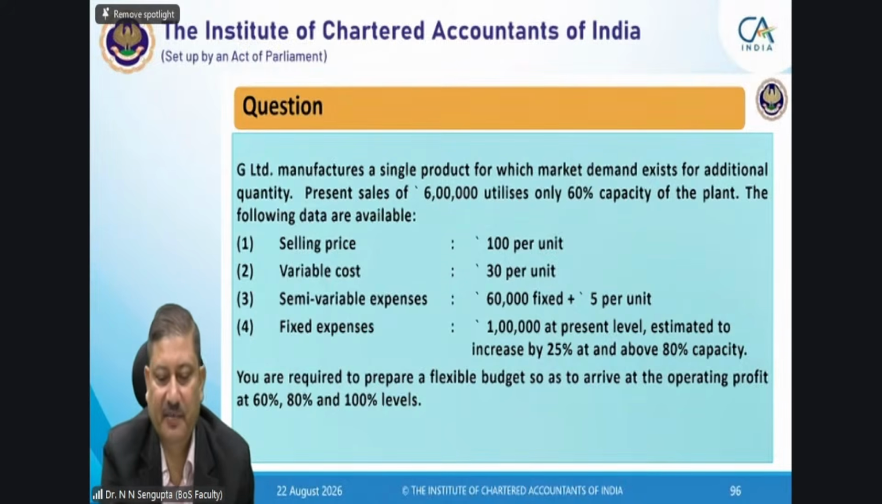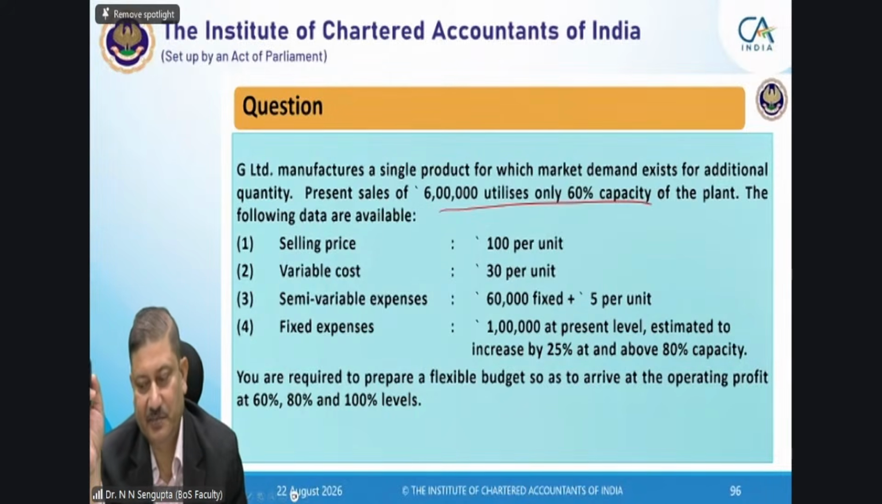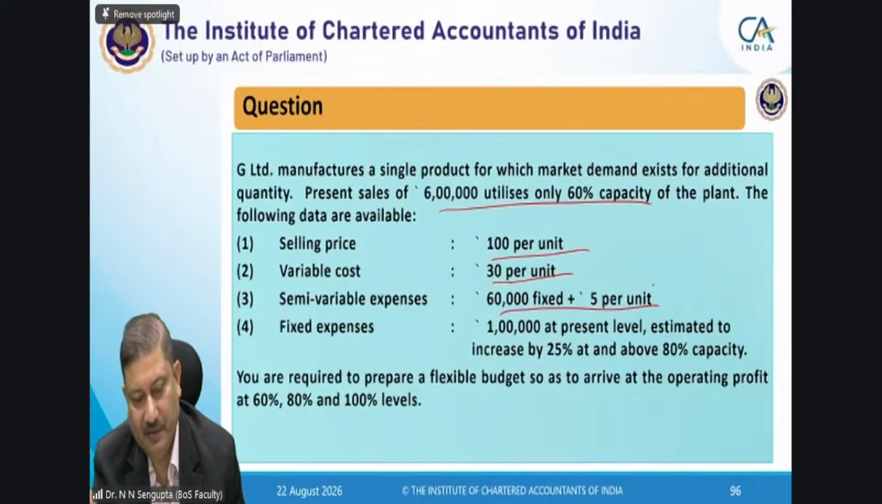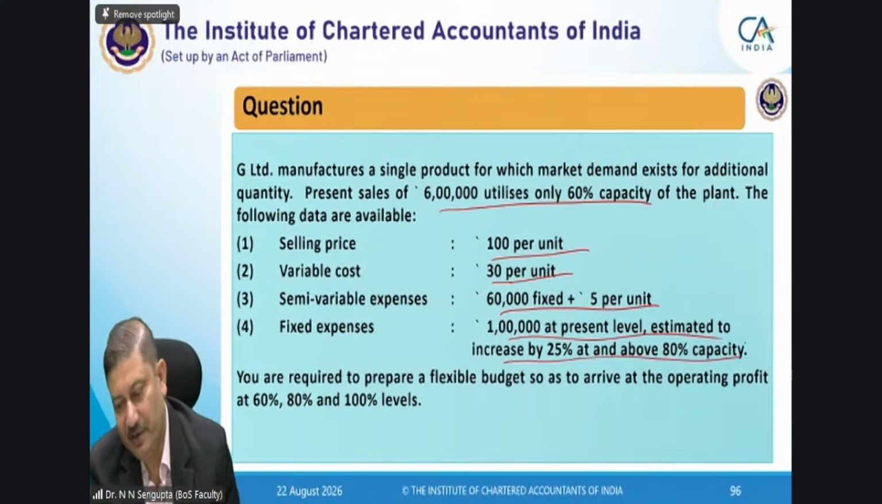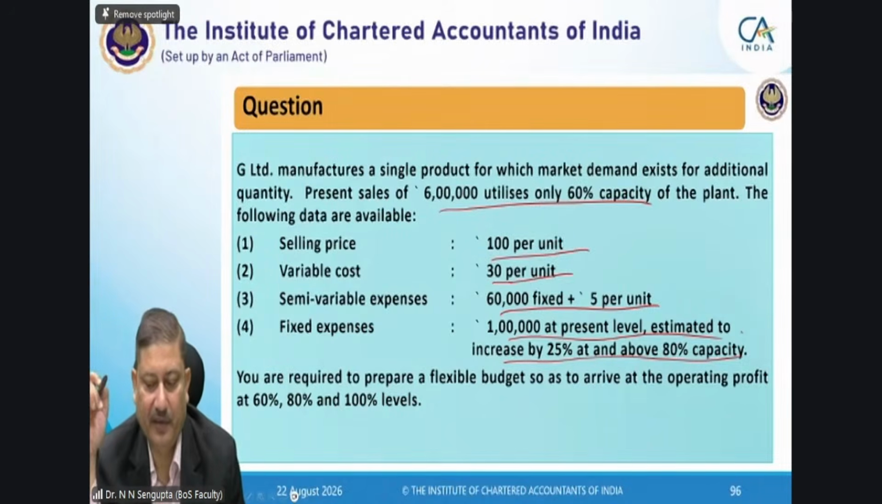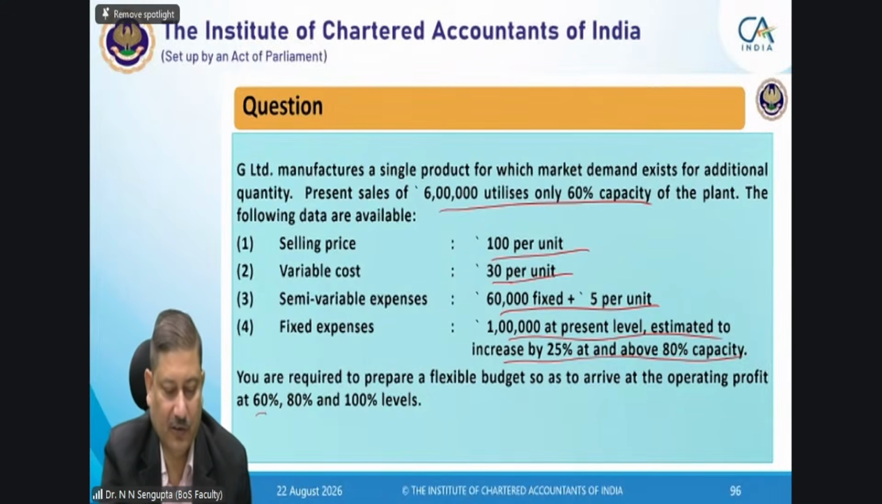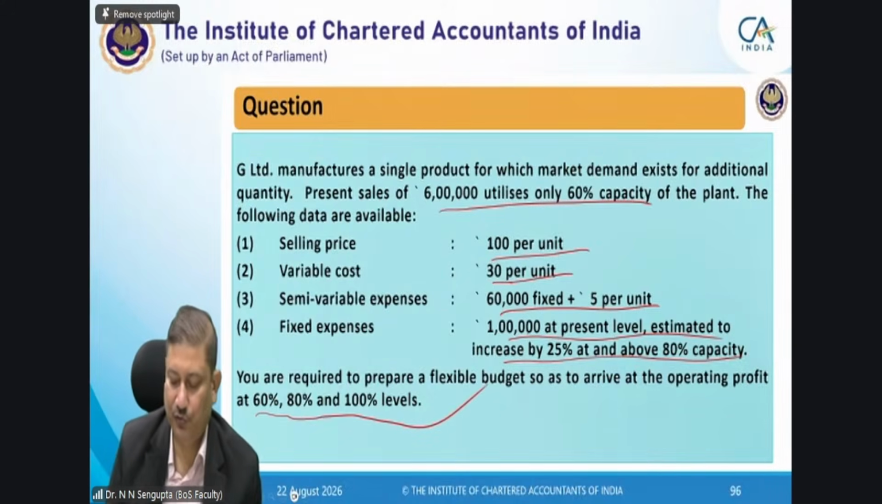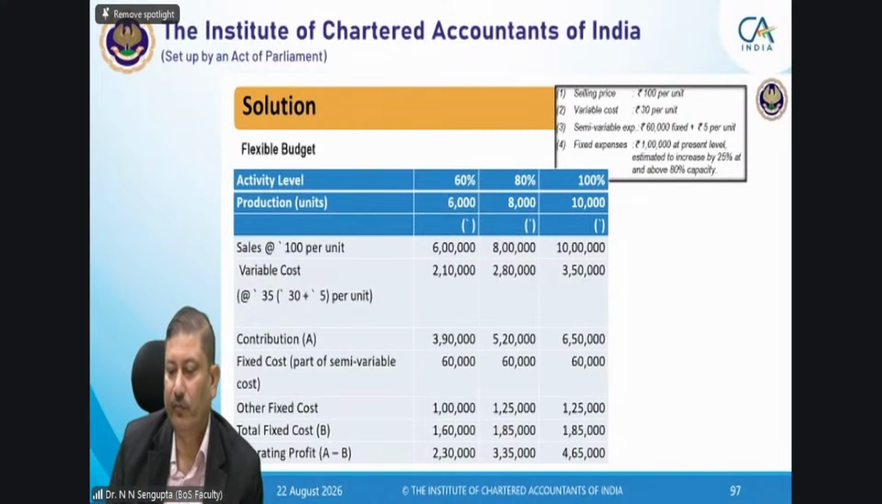Present sales is given as 6 lakh, with utilization of 60% capacity. Selling price is given as 100, variable cost 30, semi-variable and fixed expenses given. Fixed expenses can be increased by 25% at and above 80%. So when you touch 80%, this will go up. Operating cost at 60, 80, and 100% you need to show. So these are the data we have: selling price, variable cost, semi-variable, fixed.